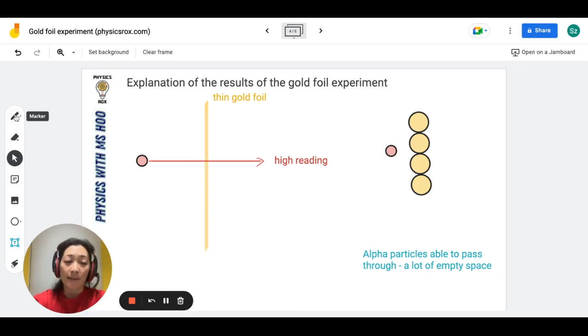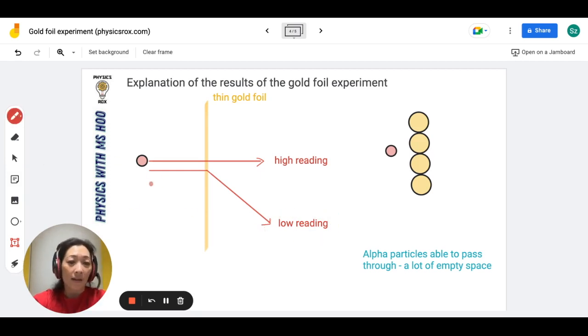Now, what else? We also found that some of the alpha particles, after going through the gold foil, changed direction. They were deflected. So the term deflected here means to change direction. Although the readings may not be high, and it could be very low, it's still a significant thing to happen. Something has caused some of the alpha particles to deflect.